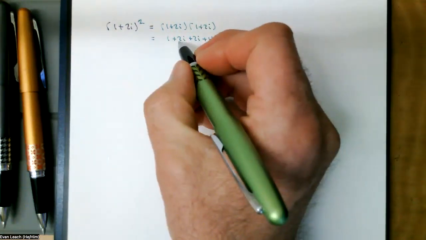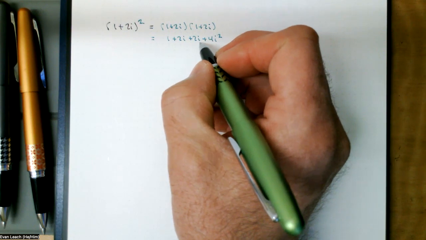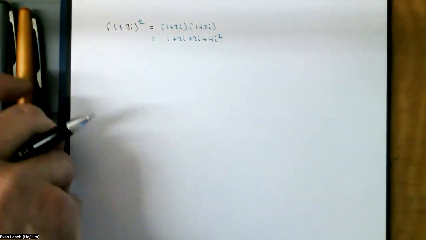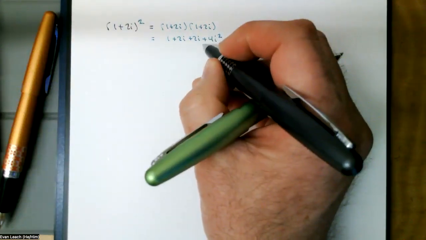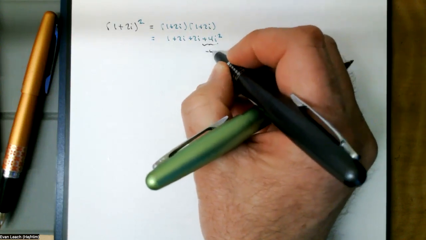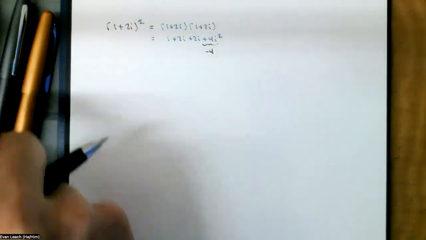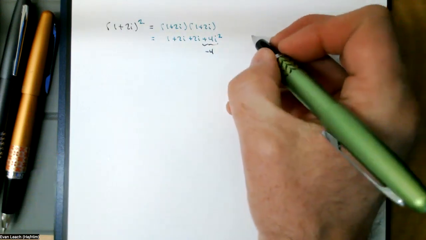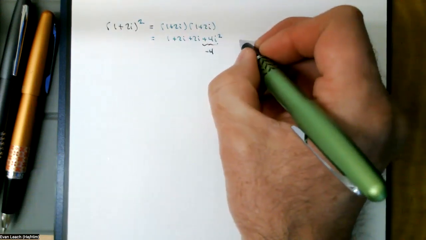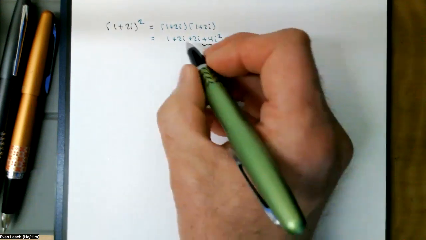I can combine the 2i and the 2i to a 4i, and this 4i squared is a negative 4, because i squared is negative 1. So I end up with 1 minus 4 is negative 3 plus 4i.